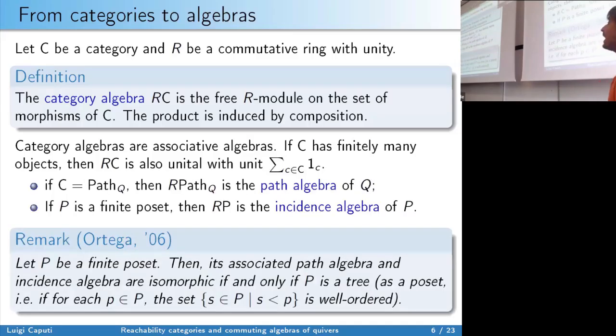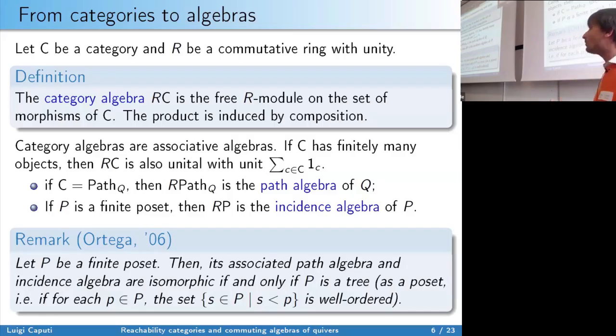Yes. I want to give you a couple of examples that are going to be important later on. The first example is what happens if you start with a free category generated by a graph: the category algebra is better known as the path algebra of the quiver. Whereas if you started with a poset, let's say a finite poset, then the category algebra associated to the poset seen as a category is better known as the incidence algebra of the poset.